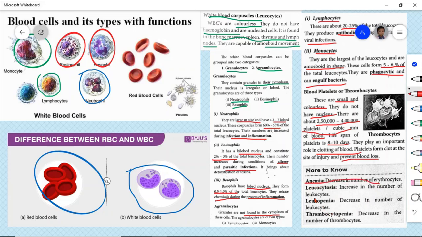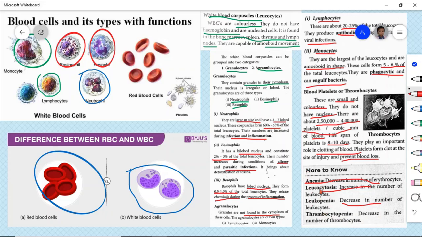Leukocytosis is an increase in the number of leukocytes. That is also one condition, meaning the number of WBC is increased. The third one is leukopenia, a decrease in the number of leukocytes. Increase in number means leukocytosis, decrease in number means leukopenia. The fourth one is thrombocytopenia, a decrease in the number of thrombocytes. So this also you have to learn from here.